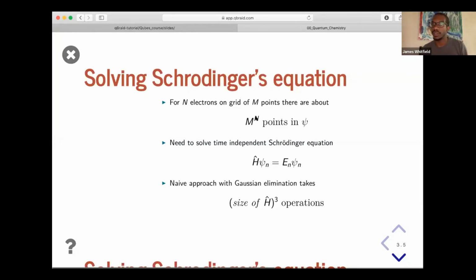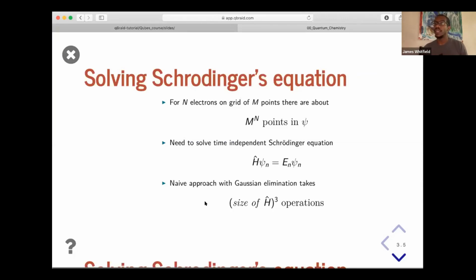So if there's n electrons, then there's m raised to the n number of points in the wave function to describe where all the electrons are inside of these m different grids. And then what we have to do is solve this time-independent equation, which we discussed a little bit, this idea of eigenvalues and eigenvectors. We want to find out what the eigenvalues and eigenvectors are. In order to do so, we can use some sort of eigenvalue algorithm. This is called Gaussian elimination, which you may have heard of if you're taking linear algebra. If you haven't, don't worry. The main idea is to take a matrix, H, and transform it to its eigenvalues and its eigenvectors.